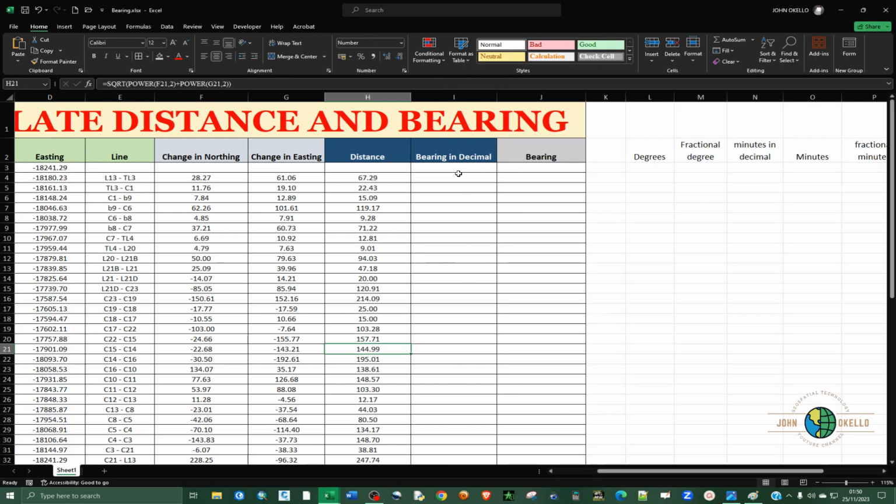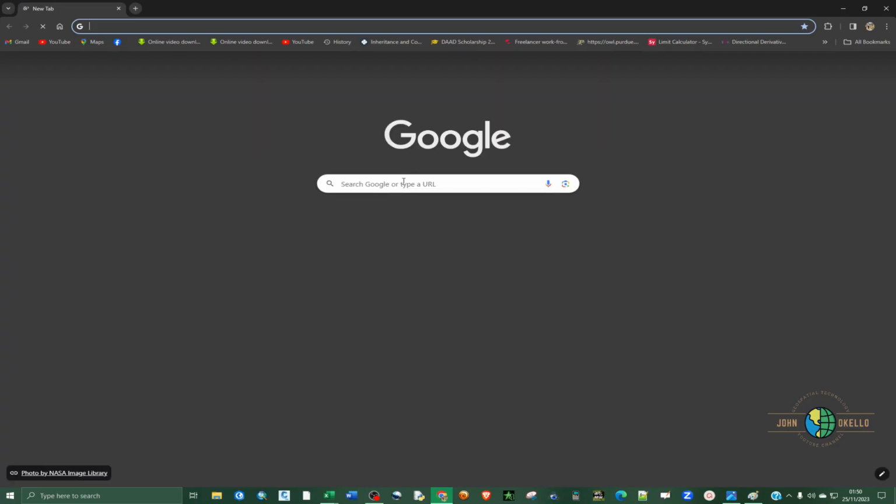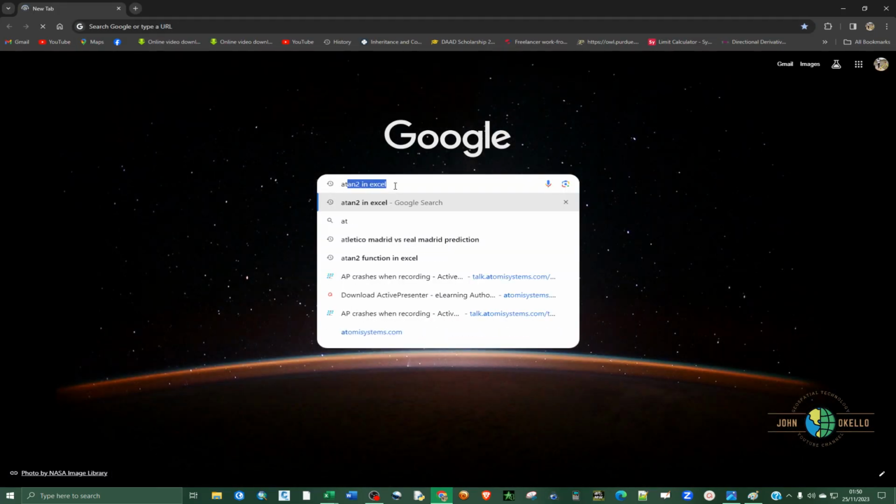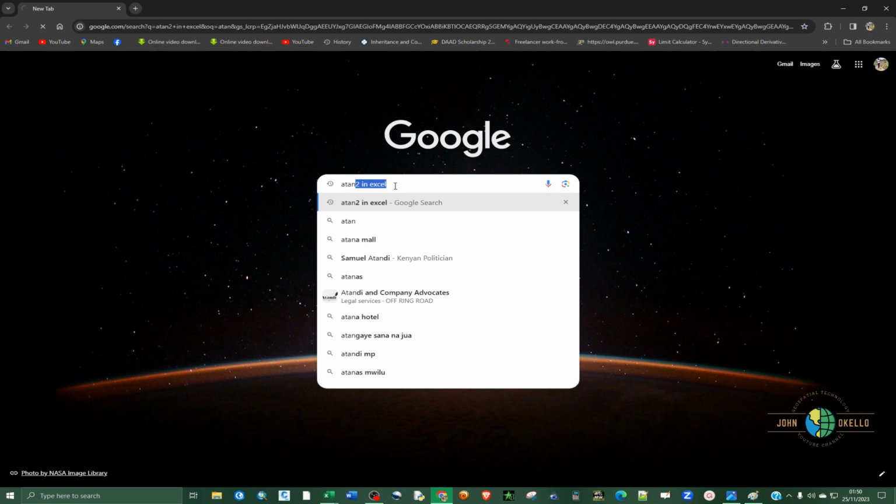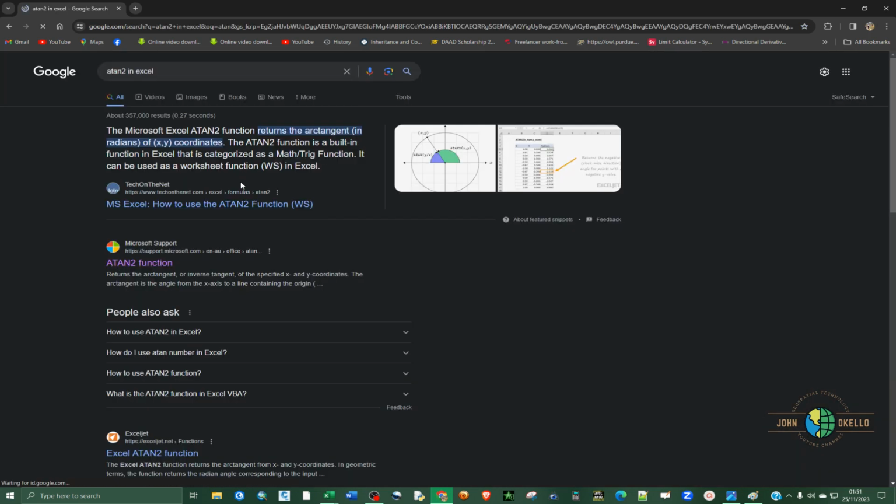Now let's move to calculating the bearing in decimals. In order to calculate the bearing, you also have another formula. First of all, we're going to calculate the bearing in radians and then convert to degrees. In order to calculate the bearing in radians, we're going to use a formula, ATAN2. Atan is the inverse of tan.